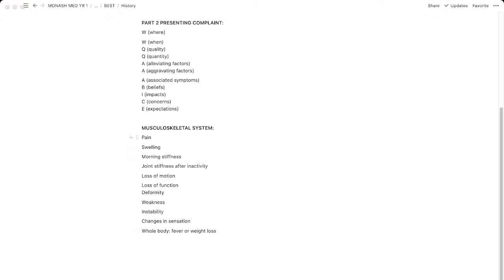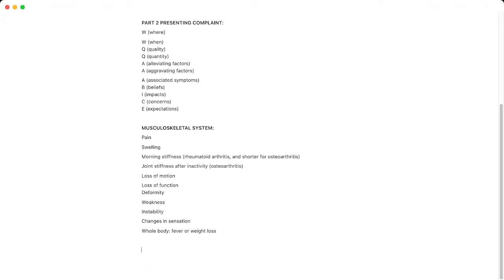Right. I remember morning stiffness was like rheumatoid arthritis. Yeah, rheumatoid arthritis, and shorter for osteoarthritis. Osteoarthritis. Here, where is it? Stiffness. Cool. Alright, and what did we learn today?